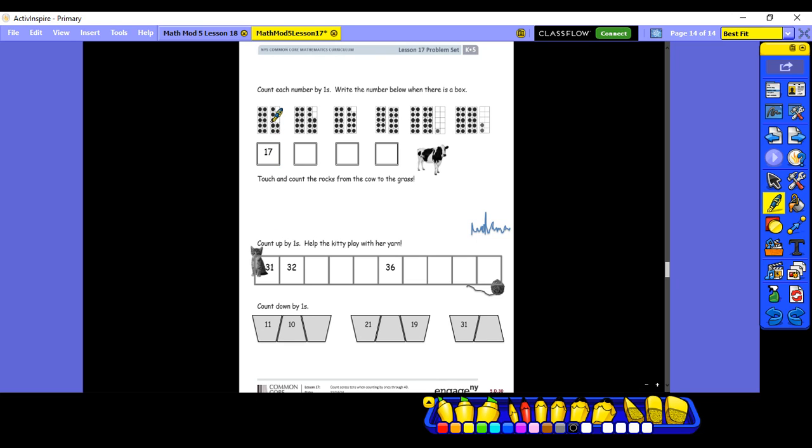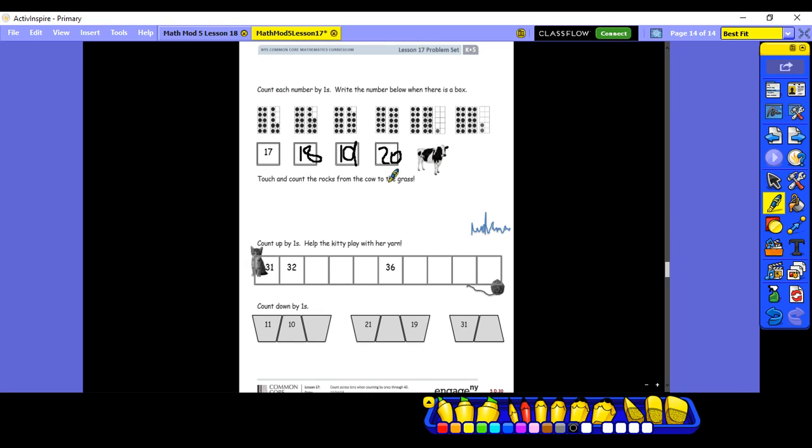Ready? 17, one more. 18, one more. 19, one more. 20. Where would our cow be? At 20. Great job.